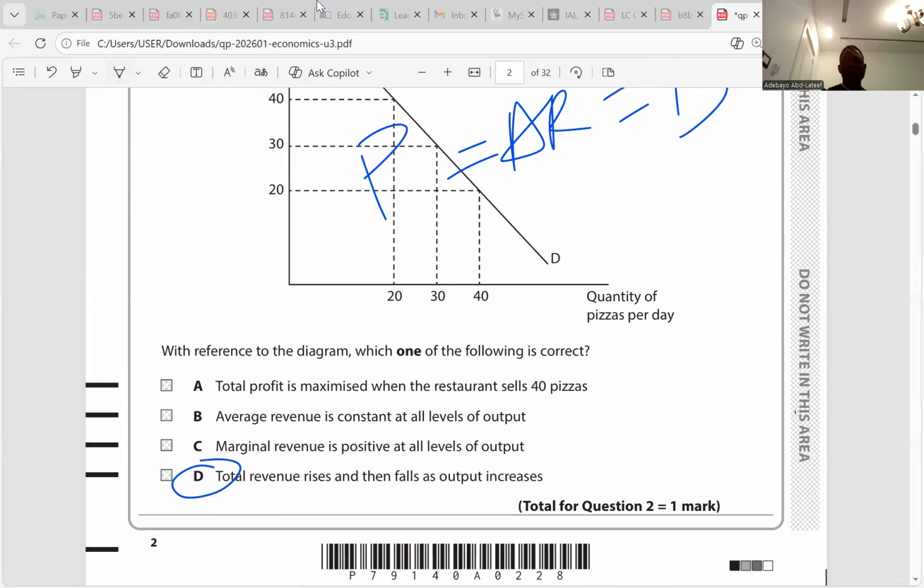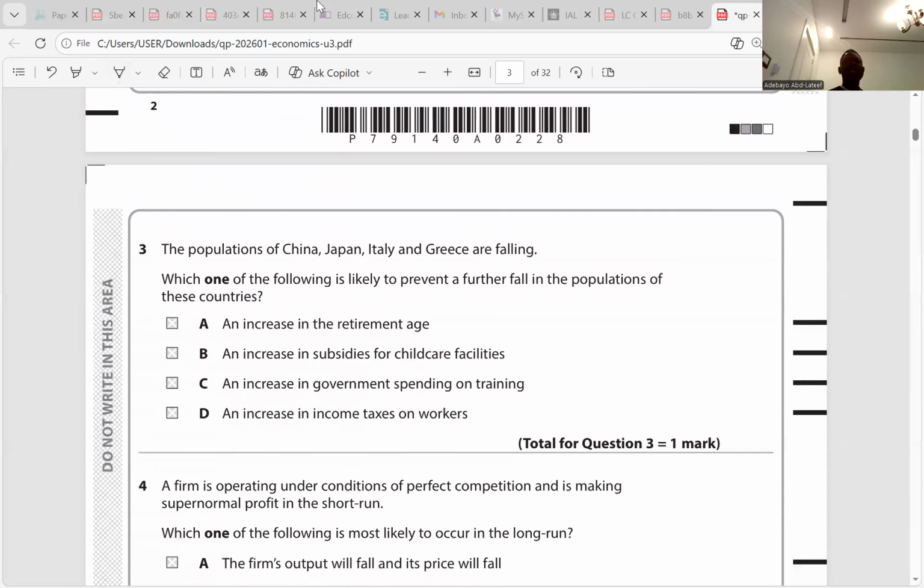We go to question 3. It said the populations of China, Japan, Italy, and Greece are falling. Which one of the following is likely to prevent a further fall in the populations of these countries? A further fall means to reduce this decrease in population or to increase the population. That's the point. An increase in the retirement age. Which one did you choose? D. Okay.